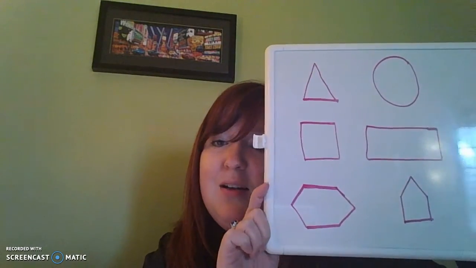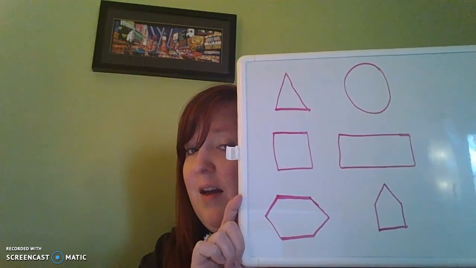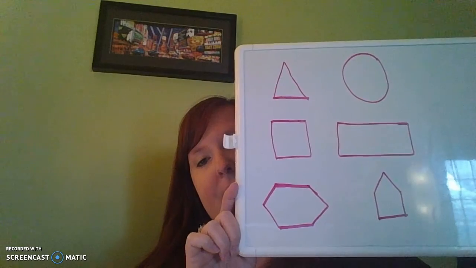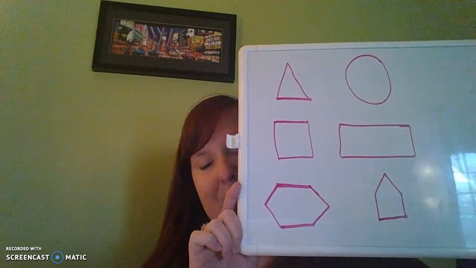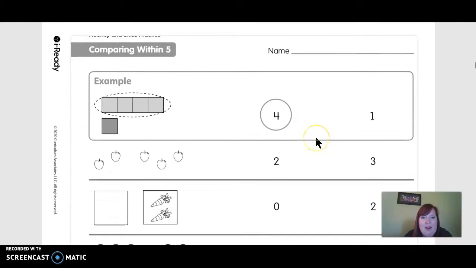And the last one, we haven't learned this one. It is a pentagon. How many sides? 5. And how many vertices? 5. Good. Okay. We are going to do our math packet. So get your math packet out.